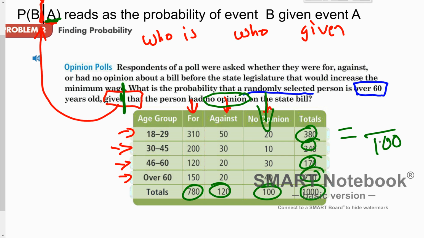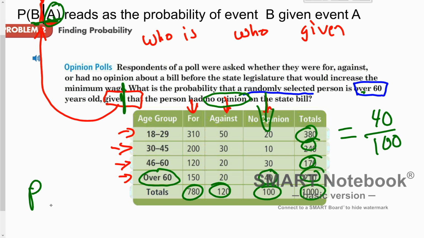Now, to the left of the bar, to the left of the given that, that's what we're specifically looking for within that category of A. That would be a person over 60. So looking at over 60, that'd be 40. It's hard to see there, but it's a 40. So 40 people out of 100.